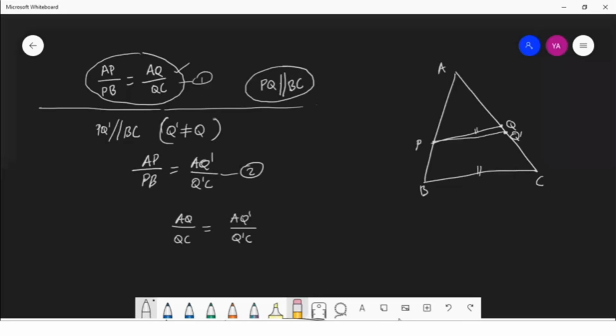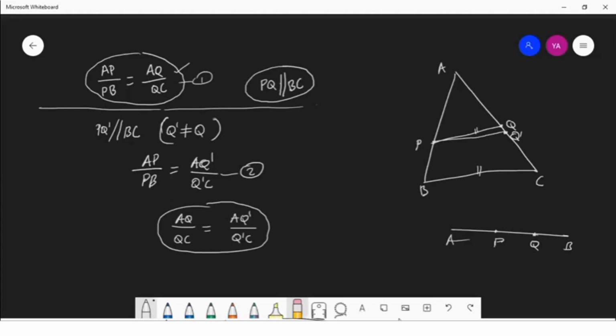Q and Q dash divide AC in the same ratio. That's what this shows. That's not possible. It is possible in some cases: suppose P and Q divide AB in the same ratio but in different directions. Here the direction is also taken the same, starting with A in both. So the direction is also the same. Therefore, it cannot be. Two points on a line cannot divide that line in the same ratio from the same direction.